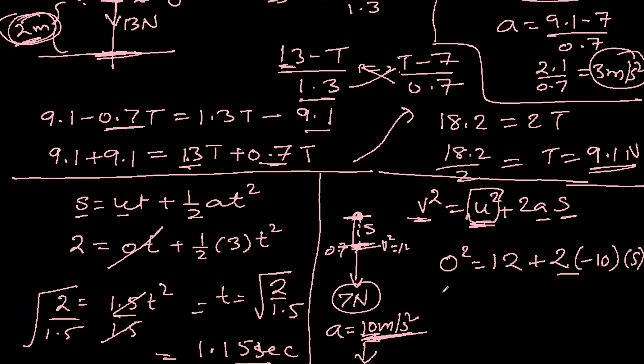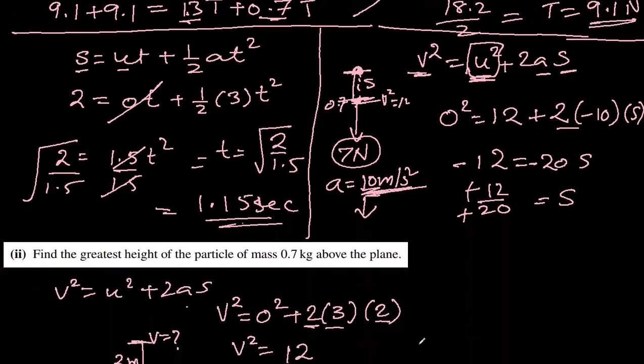So how much does it come to? 0 equals 12 minus 20s, right? 12 will come here: minus 12 equal to minus 20s. So s equal to minus 12 over minus 20. They cancel out. 12 over 20. In decimal, it will be 0.6 meters.